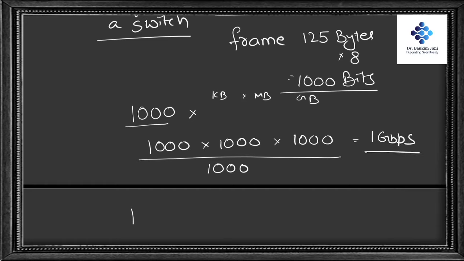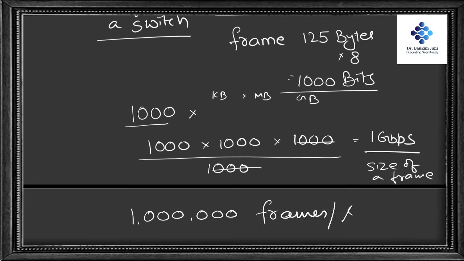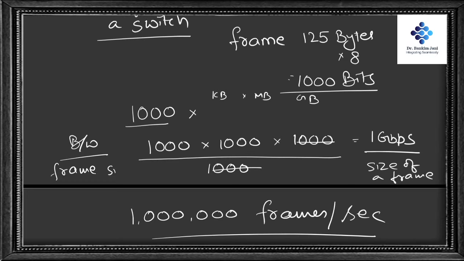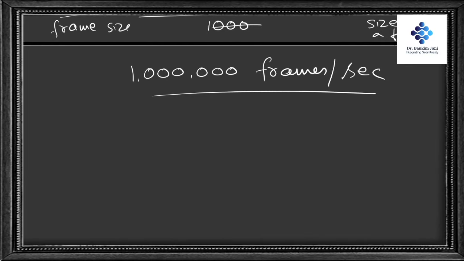And this is the size of one frame, right? So we cancel this. It means we are dealing with frames per second, right? This was the bandwidth and this was the frame size. So by dividing it, we figure out these many frames per second per port, right? Per port. So this once again is to be multiplied by 24 because there are 24 ports.